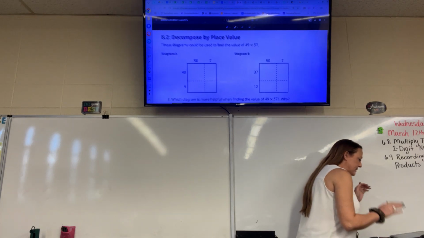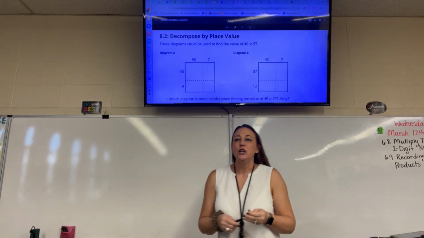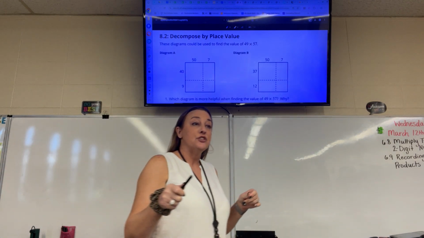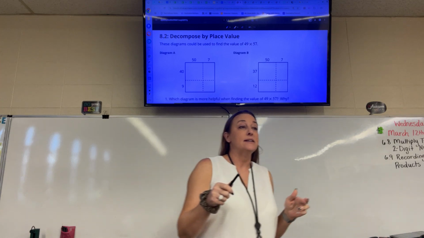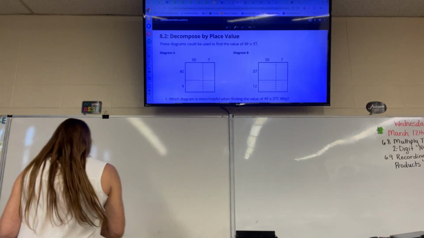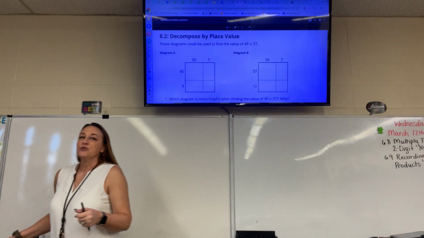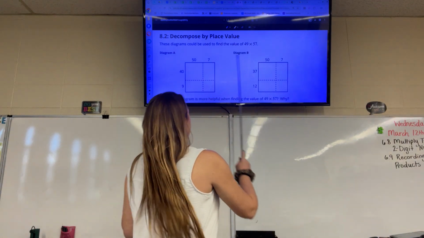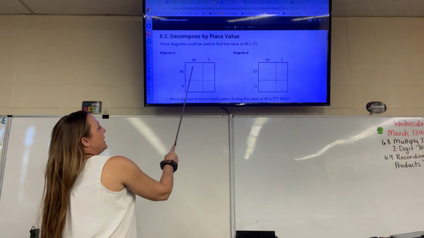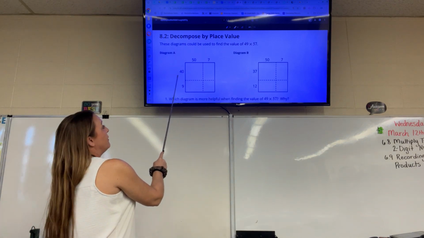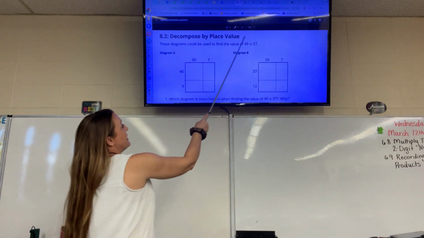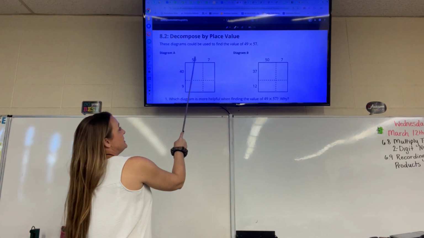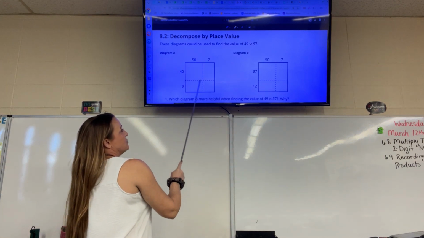Okay, it says these diagrams could both be used to find the answer to 49 times 57. Look at them closely to see which one you would rather use. So they took 49 and made it 40 and 9, and they took 57 and made it 50 and 7. So you see you would do all these basic facts, right?